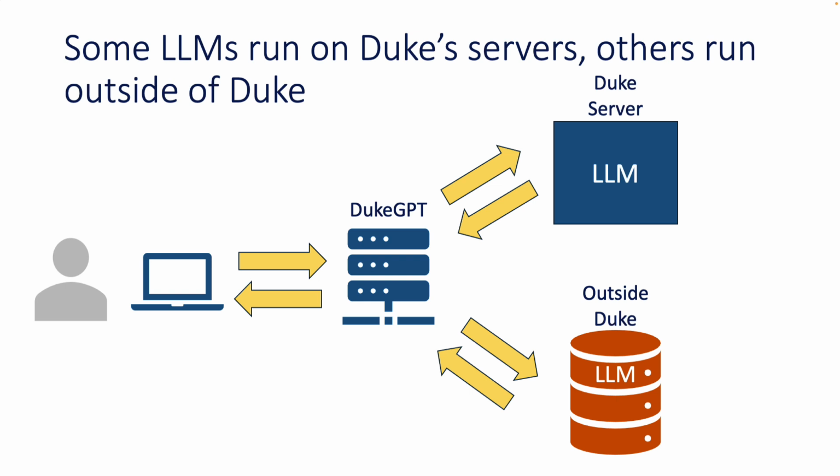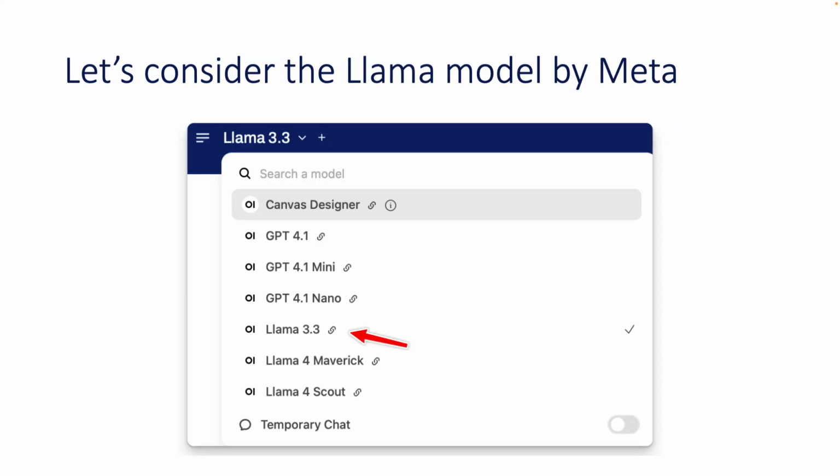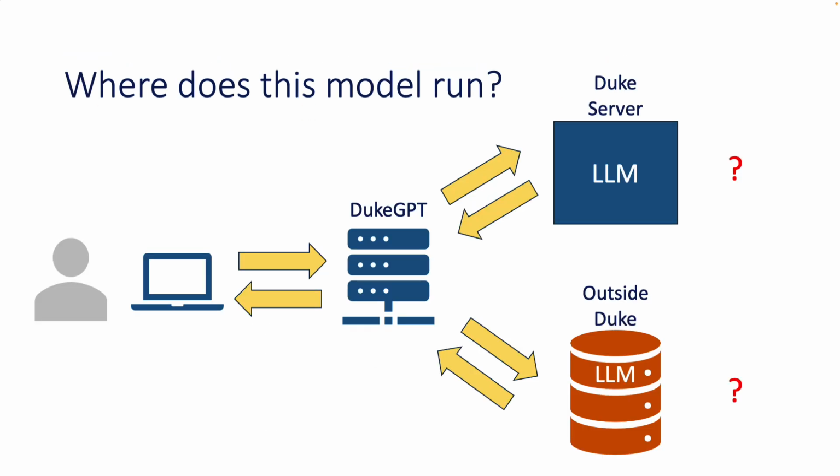We know that some LLMs run on Duke servers and others run outside of Duke. So, for example, if we consider the Llama model by Meta, where does this model run? On a Duke server or a server outside of Duke?